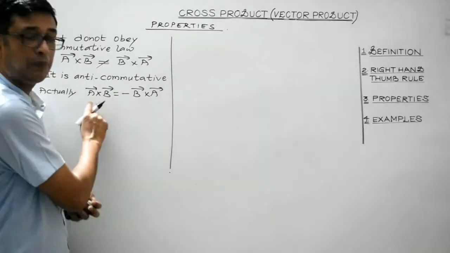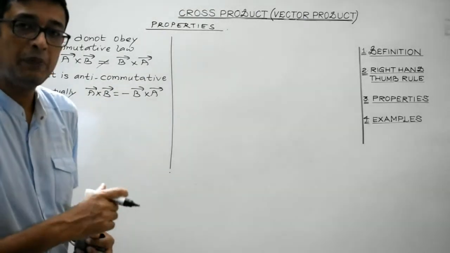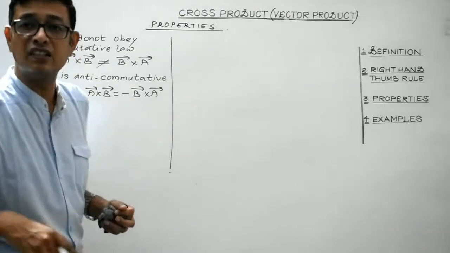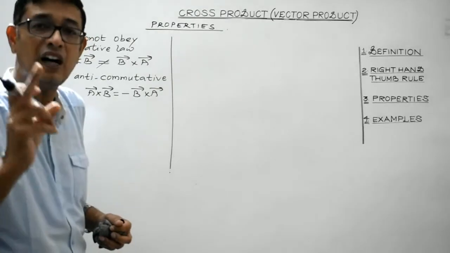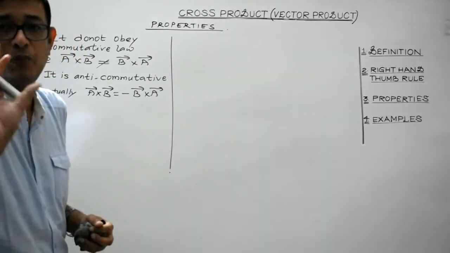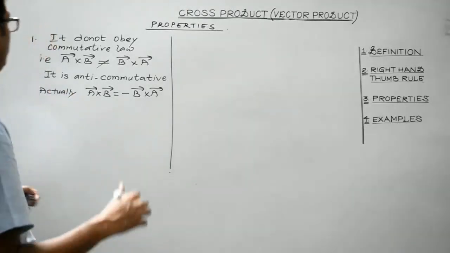The equal sign represents the fact that A cross B and B cross A both are of equal magnitude. And this negative sign suggests that the angle between them is 180 degrees. That is, they are oppositely directed. So that's the first property. It does not obey the commutative law.